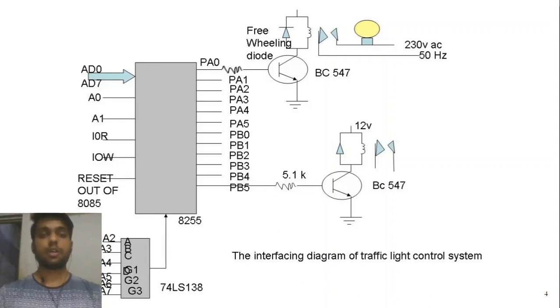The two subports of port C are known as the upper C port and lower C port. The lower C port consists of PC0 to PC3 and the upper C port consists of PC4 to PC7. The C port can also be used in the BSR mode, which stands for binary set reset mode, which means the individual bits in the C port can be set or reset individually. In this experiment we will be using only port A and port B as output ports for glowing the LEDs.